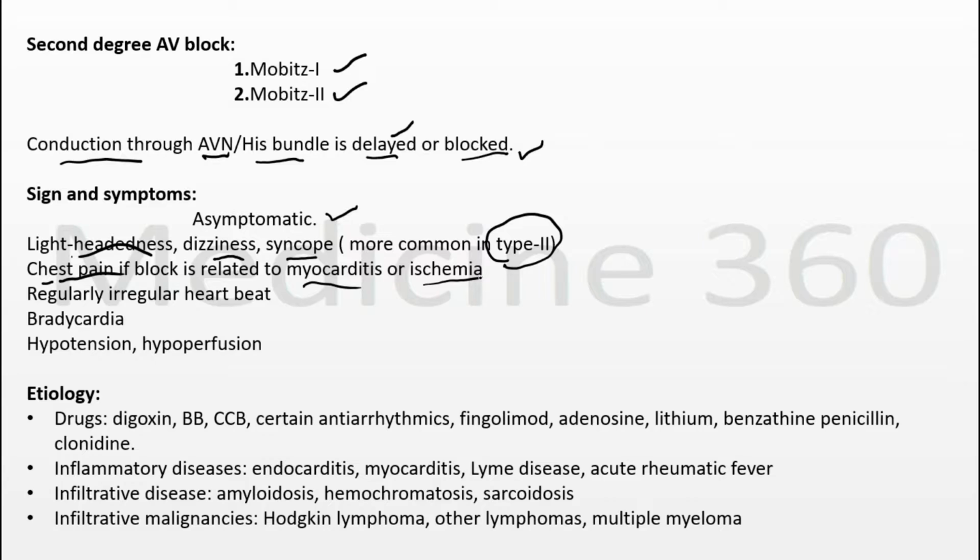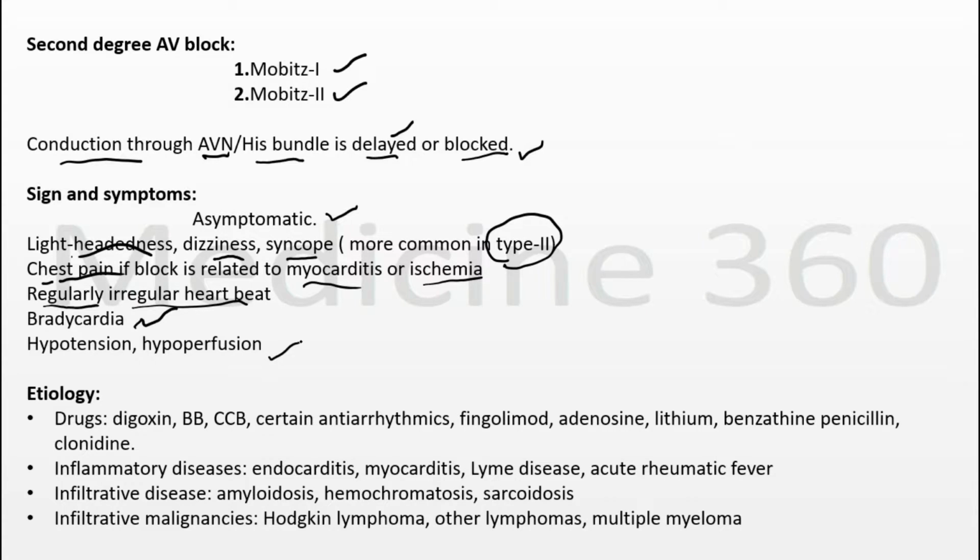Then, if we talk about the pulse or beat, it will be a regularly irregular heartbeat. It means that there will be equal pulses, then there is a dropped beat, regularly irregular. Three beats will be consecutive, then there will be a dropped beat, then again three beats, then a dropped beat. Then there can also be bradycardia, heart rate less than 60, hypotension or hypoperfusion.